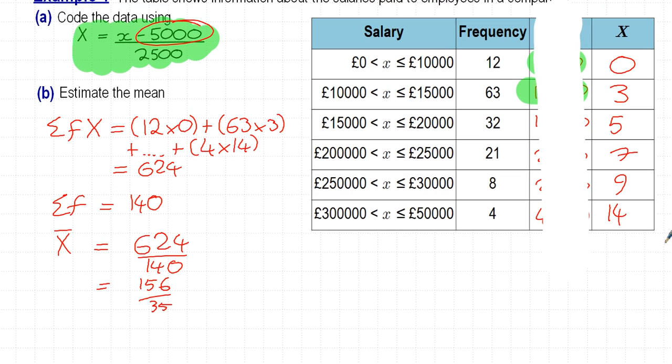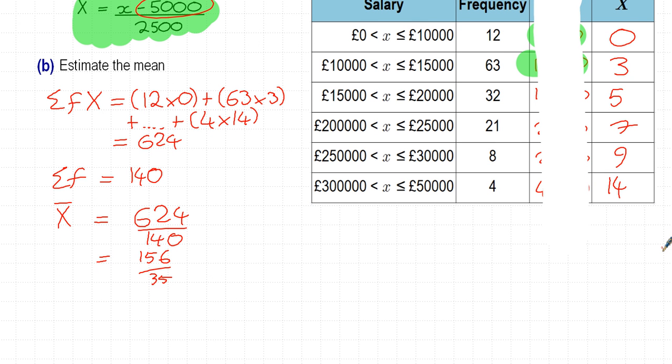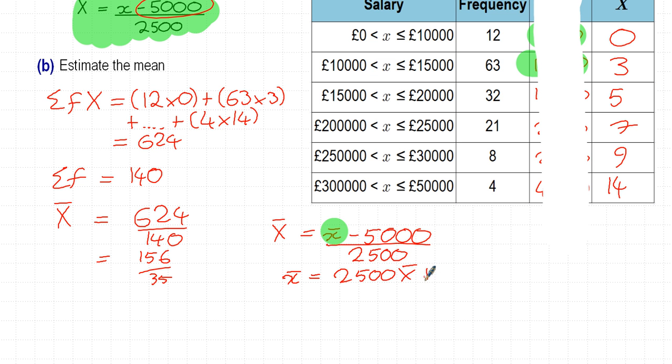Finally, we just decode. To do that, a good strategy is just to write out the coding formula, but put a bar over the top, and we can now just rearrange this formula, making x bar the subject. And if you do that, you end up with x bar equaling the following. And this will be how we decode.